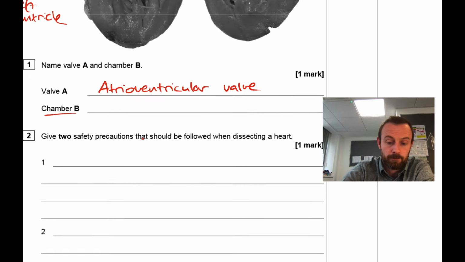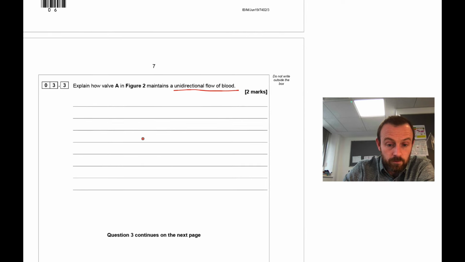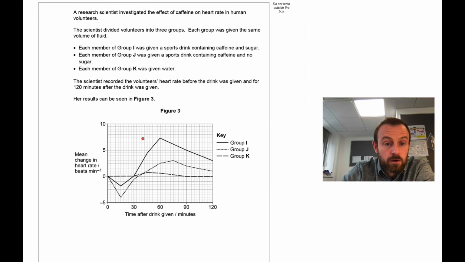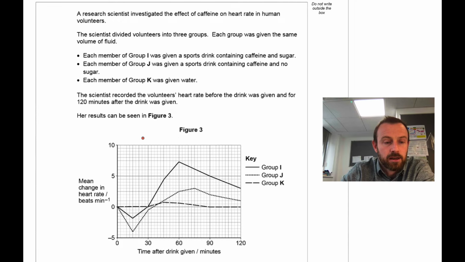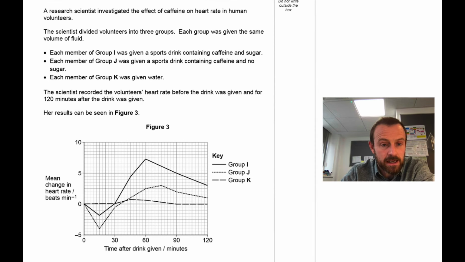Let's move on. Okay, now we're looking at some data, a study. Whenever we look at some data or a study, we want to take time to read it and start to think about areas of the study that were good or things that could be improved, because we might get asked about it later, and we might be asked to evaluate things. A research scientist investigated the effect of caffeine, a stimulant, on heart rate in human volunteers. The scientist divided volunteers into 3 groups. Each group was given the same volume of fluid. So that's a control variable.